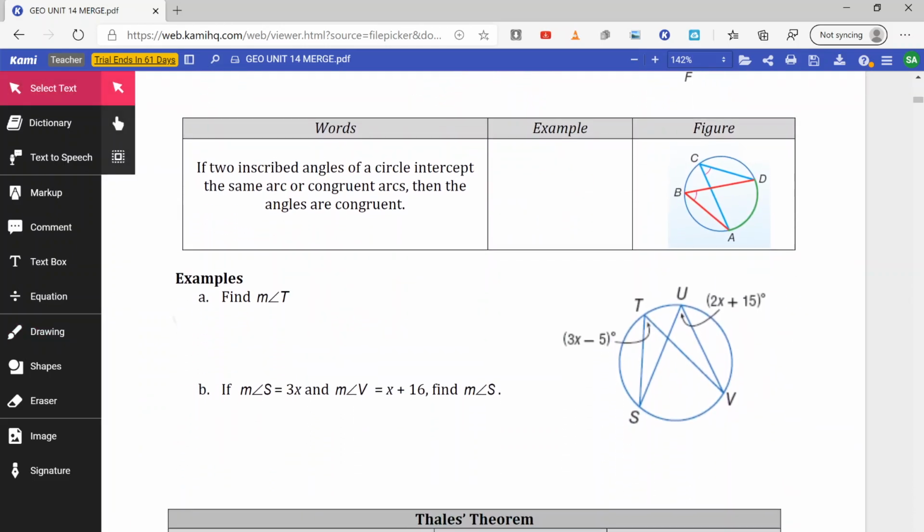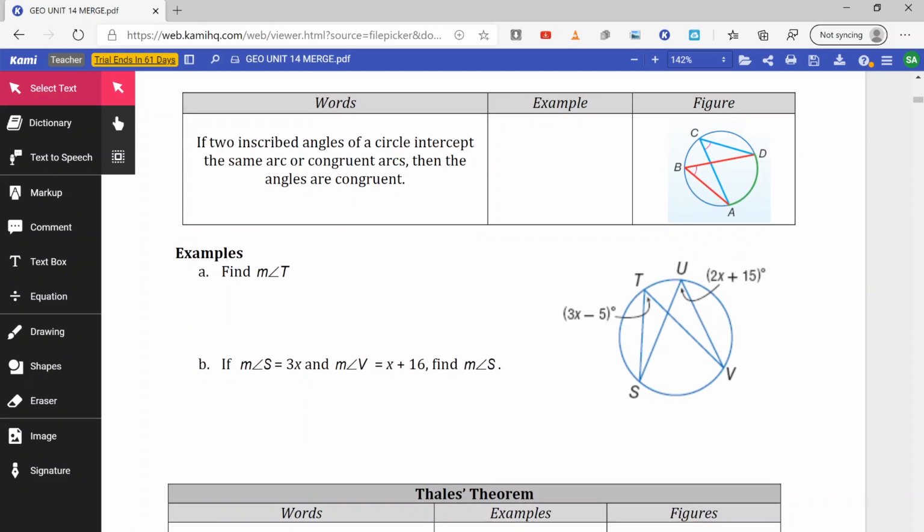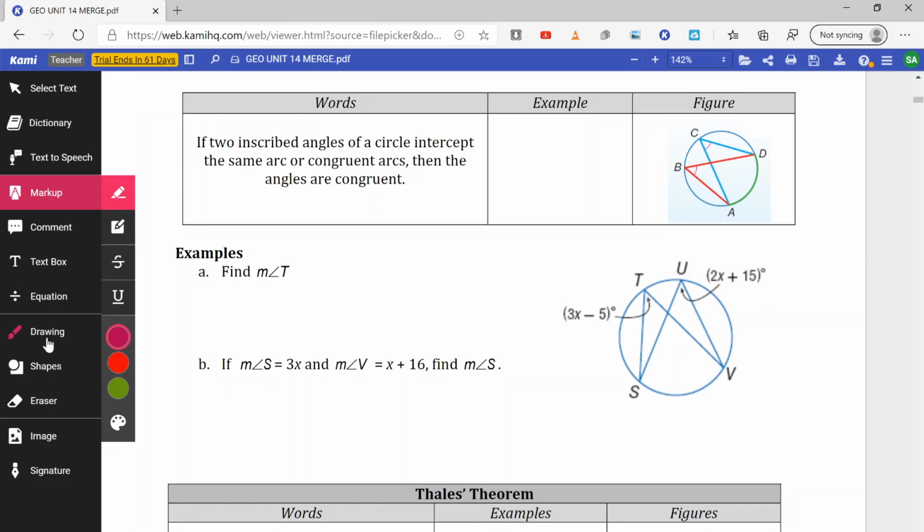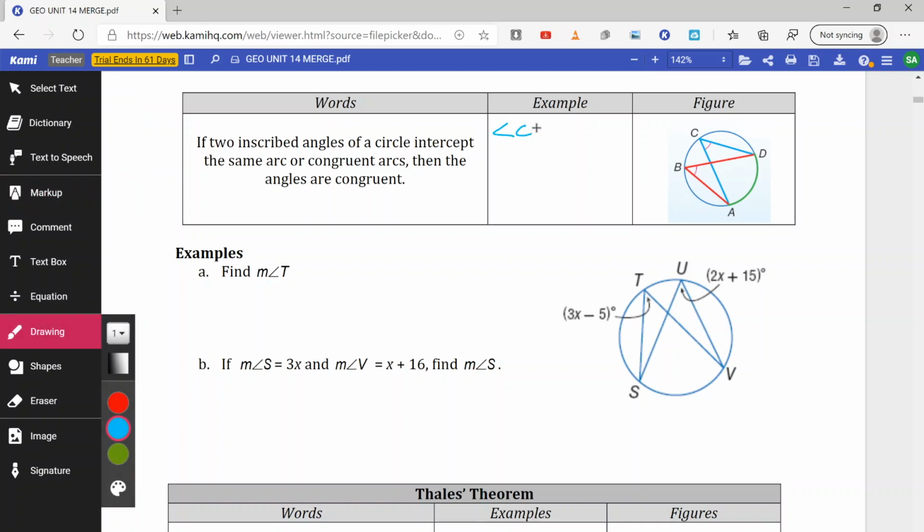Now the next definition we have says if two inscribed angles of a circle intercept the same arc or congruent arcs, then the angles are congruent. So here we have a circle with two inscribed angles at angle C and angle B. They're blue and red in our case. Notice both have arc DA as the intercepted arc. Because they have the same arc as the intercepted arc, the angles are going to be the same. So that would mean, in our case, angle C is going to be congruent to angle B.